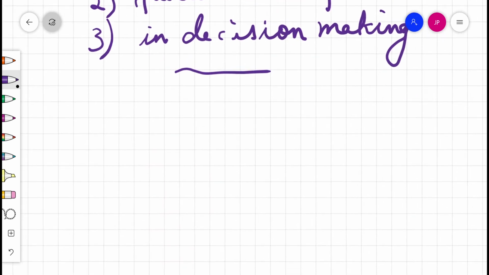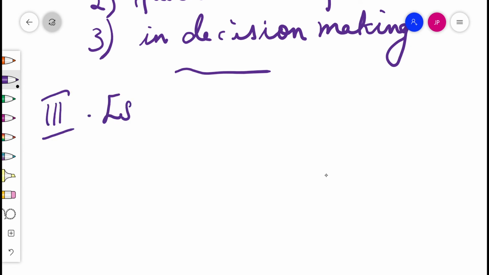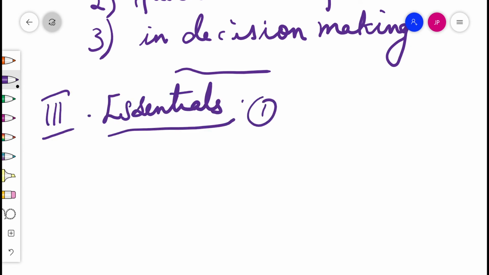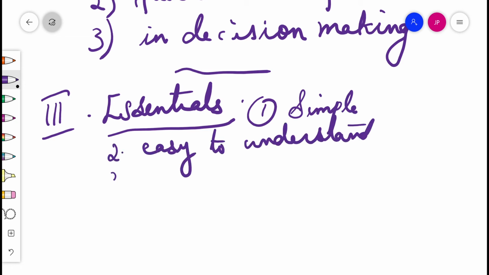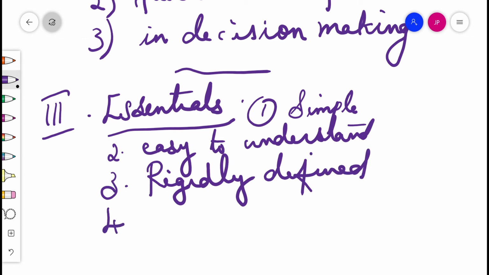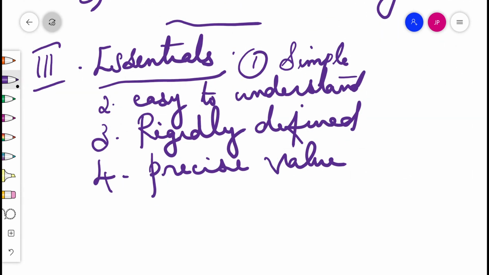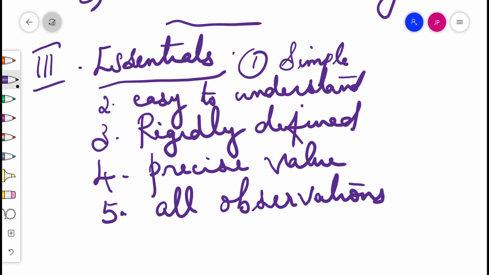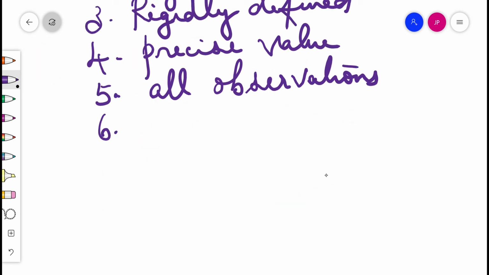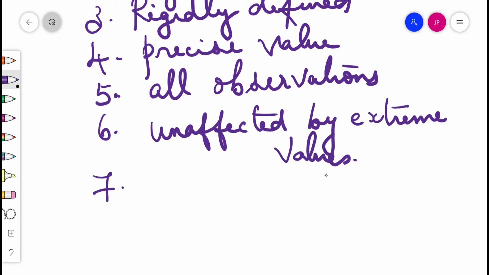What are the essentials of a good average? First point, simplicity in calculation. Secondly, easy to understand. Thirdly, rigidly defined. Fourthly, precise value. Fifthly, averages are based upon all observations. Sixthly, averages are unaffected by extreme values. Seventhly, averages are capable of further statistical calculation.